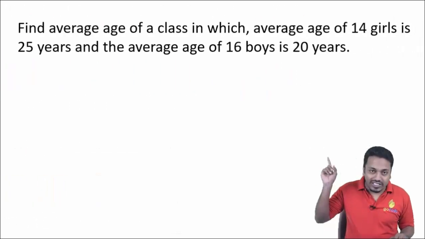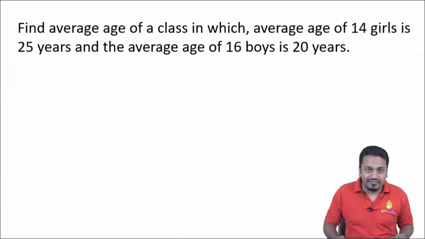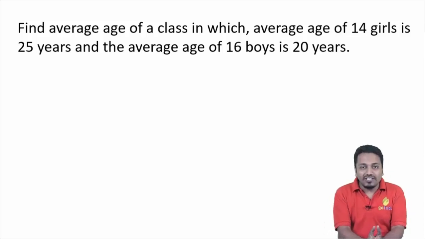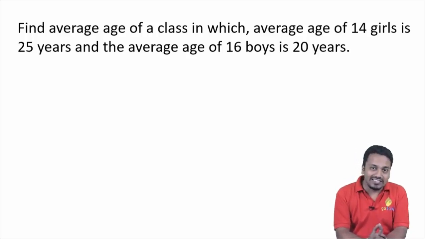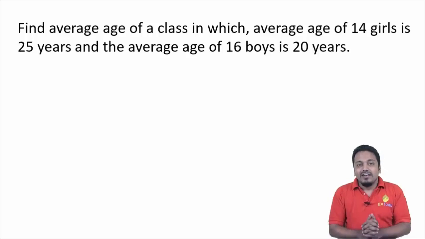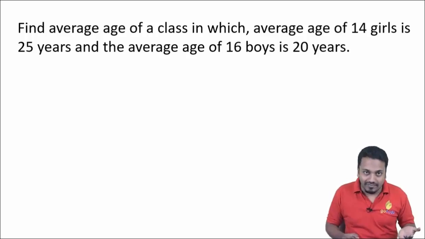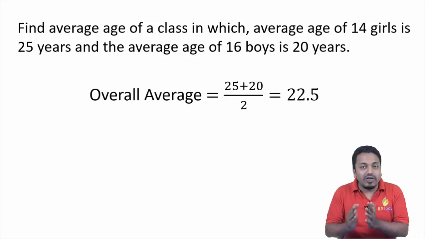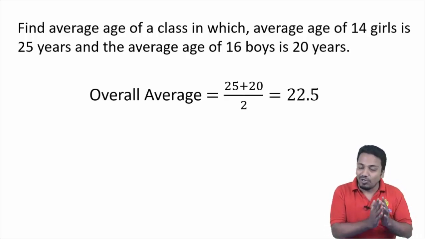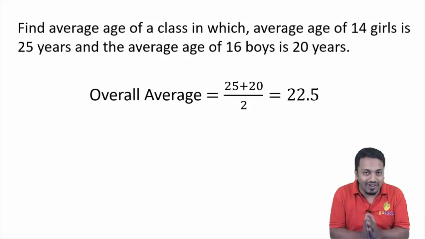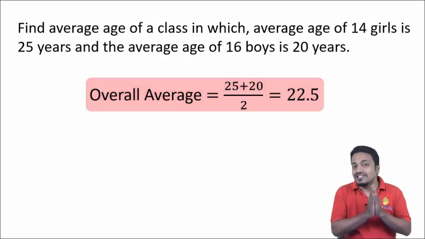Now look at this question. Find average age of a class in which average age of 14 girls is 25 years and the average age of 16 boys is 20 years. Average age of girls is 25 and boys is 20. So overall average will be 25 plus 20 upon 2, that is 22.5, and this is wrong.